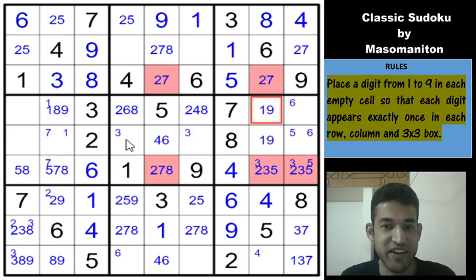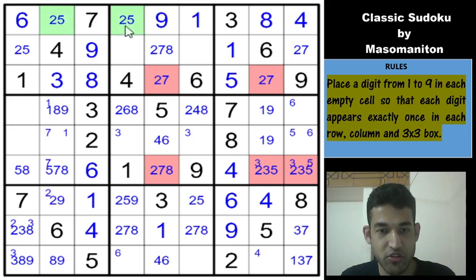So again guys, we have one more finned X-wing. So nice Sudoku to illustrate this concept. I will highlight the cells now in green, right? So different color. So look at rows 1 and row 7, and this time too we have a finned X-wing but with different rows, 1 and 7.